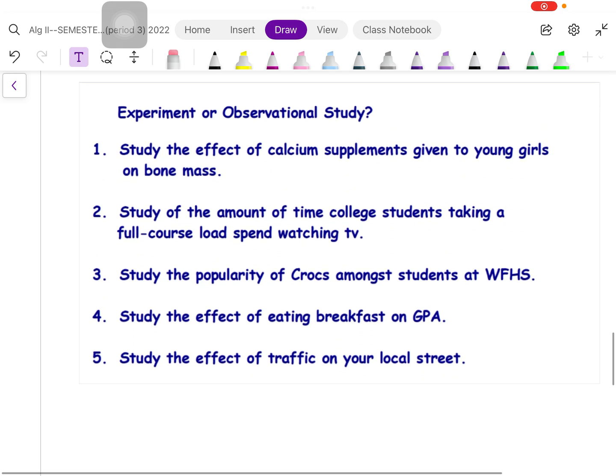So now let's look at some questions as to whether this is an experiment or an observational study. If I am planning on studying the effect of a calcium supplement on young girls' bone mass, would I conduct an experimental study or an observational study? An experiment, because I would divide my candidates into groups. One group that had the calcium supplement and one group that did not.